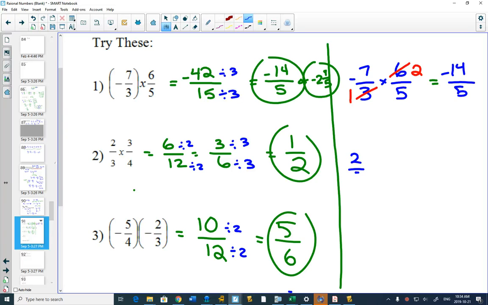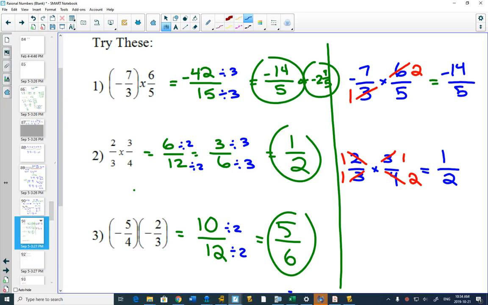Next one. 2/3 times 3/4. Can you see anything you could simplify diagonally? Yes. 3 and 3 simplifies to 1 and 1. What about 2 and 4? It would simplify to 1/2. Then you just have 1 times 1, 1 times 2, and you get the simplified answer right away.